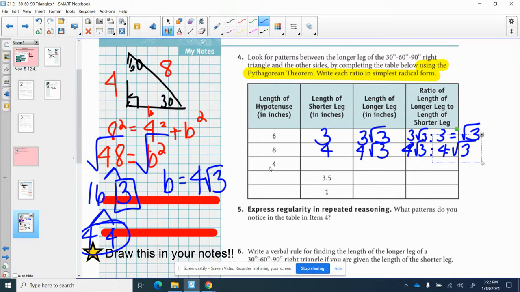If we have a side length of 4, the short leg is going to be half of that. The longer leg would be that times the square root of 3. If we know that the short leg is 3.5, we can double that value to find the hypotenuse, which would be 7. And then we know the longer leg is just the 3.5 times the square root of 3. Again, if we know the short leg, you could double that to get the hypotenuse, and then our longer leg is the value times the square root of 3.